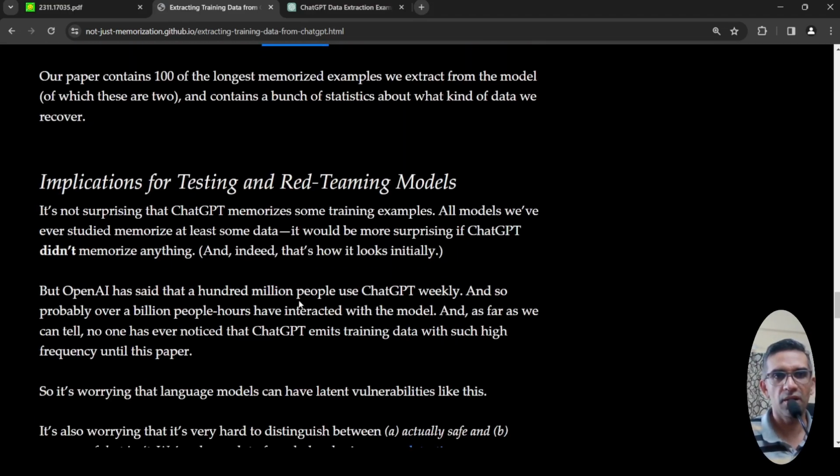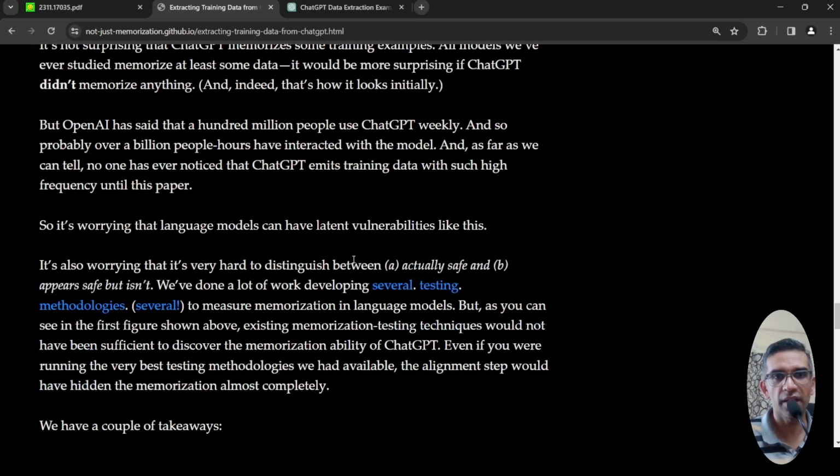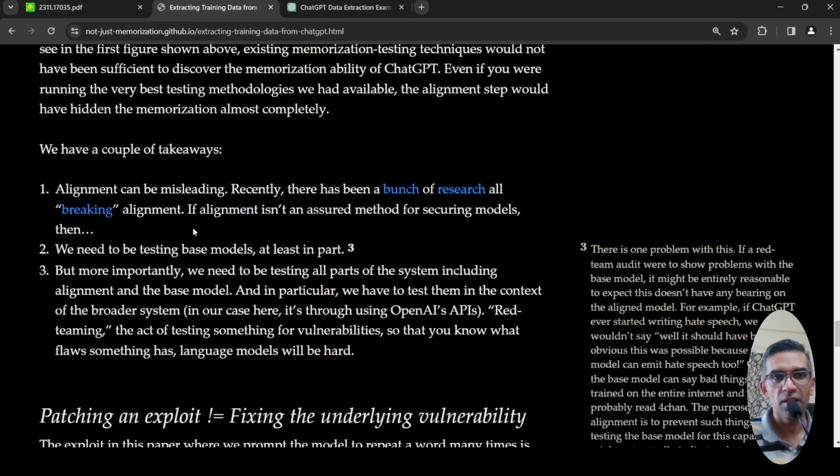You have your testing and red teaming of models. Basically, the teams which try to identify what is wrong with a model, and how you can find whether this model is safe or appears to be safe. How can you test? What they're saying is that alignment can be misleading. Even if you use alignment, it could still fail. So you need to test base models also, but you need to test all parts of the system, including alignment and the base model. And we have to test them in the context of the broader system, for example, OpenAI's API.